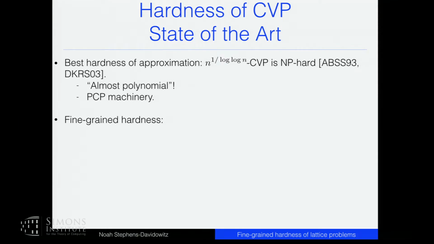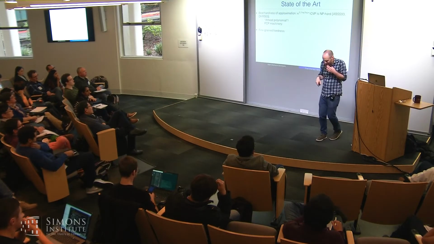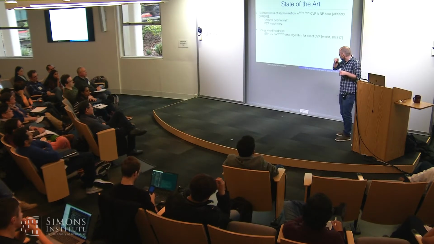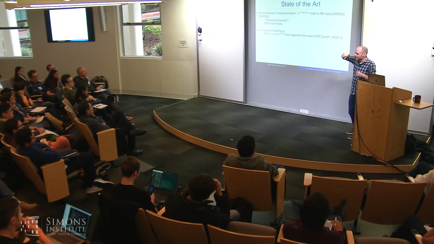It's almost polynomial then? This is what I'm calling n to the 1 over log n. Yeah, the factor, yes. Oh, you're confusing it with the SVP result. I see. The reduction is polynomial. The reduction is polynomial. Yes. It's NP hard, period.